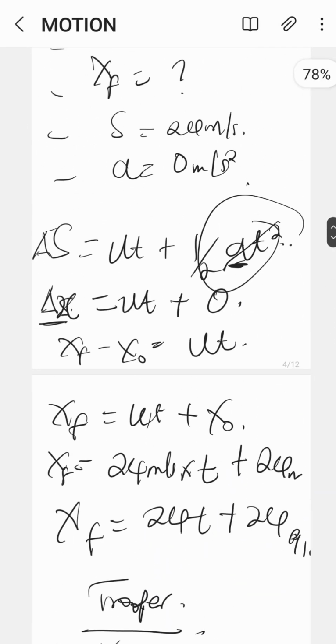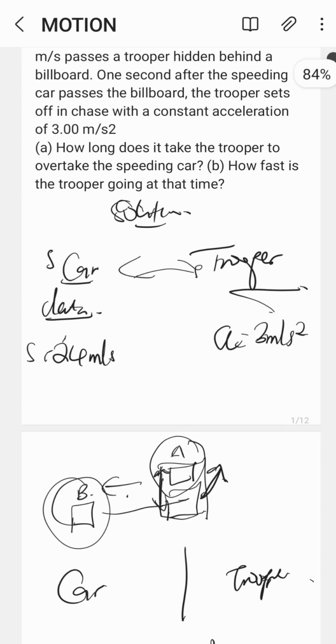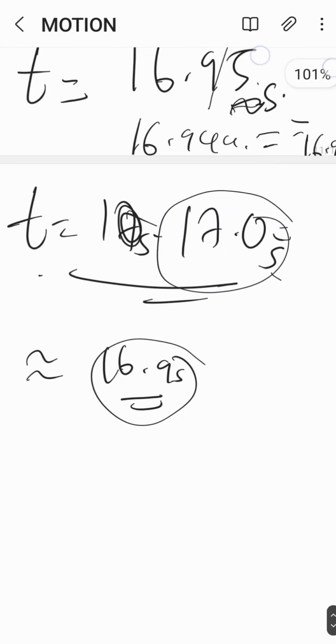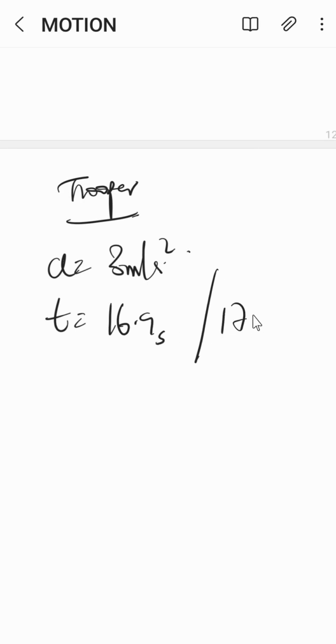The question is, how fast is the trooper going at that time? How fast? What are we looking for? Speed of the trooper, right? Let's collect the data for the trooper, right? So for the trooper, what do we have? We've said it is moving at constant acceleration, right? We know the time, which is either 16.9 seconds, whichever you choose, really.